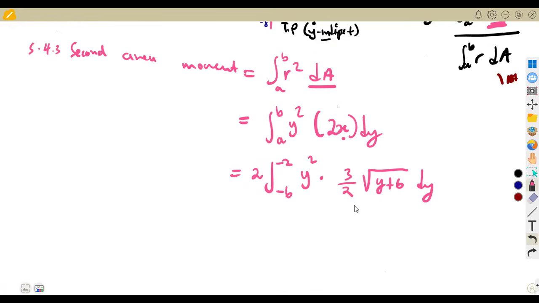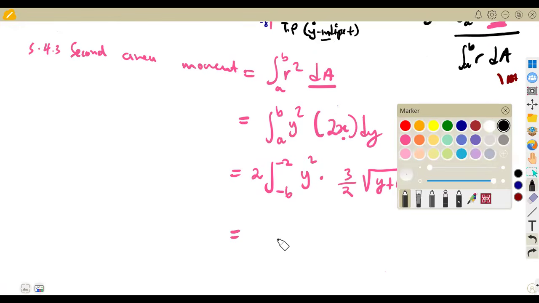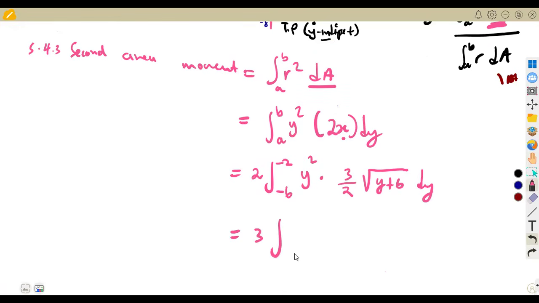So again, another repetition that we talked about. You take this out, you're going to multiply. So there you ended up with a 3. So that will be 3 times the integral of -6, -2 y squared times the square root of y plus 6 with respect to y. Okay, there is where we are.